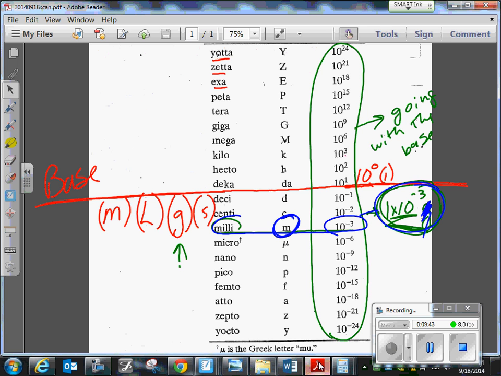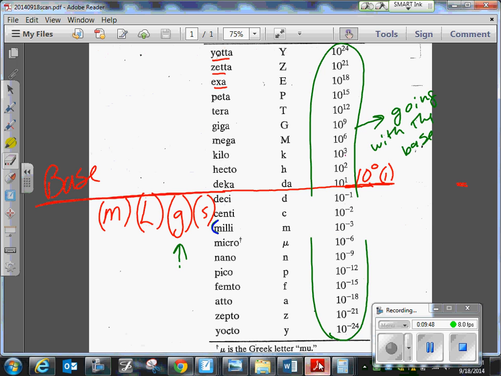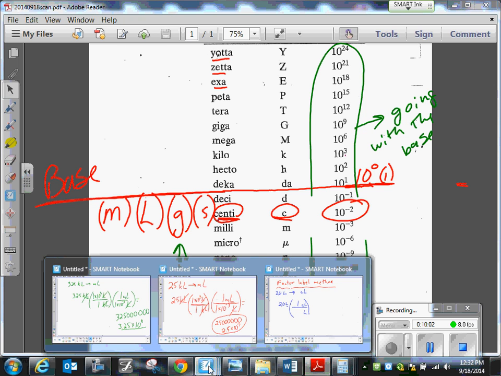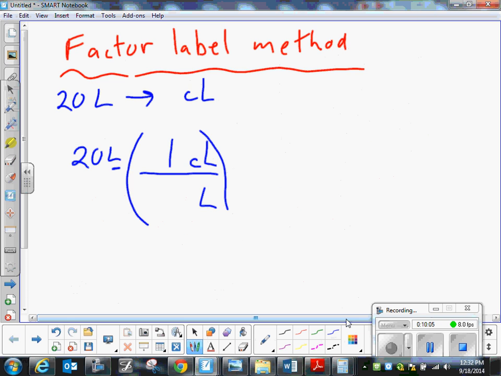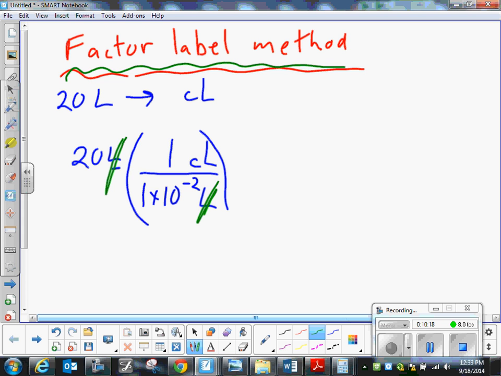So you go to your tool and you find centi, okay? So I see centi right here. Here's centi, here's a little c, and that is, for 1 centiliter, it's equal to 1 times 10 to the negative second liters. So I go back over to this, and I've got 1 times 10 to the negative second liters is equal to 1 centiliter. We see the label cancels out, which is why we call it the factor out the label method. We're left with centiliter label, which is what we're looking for.